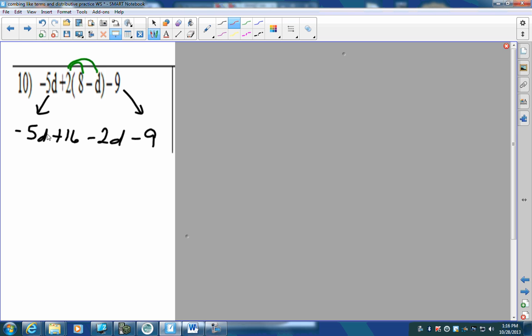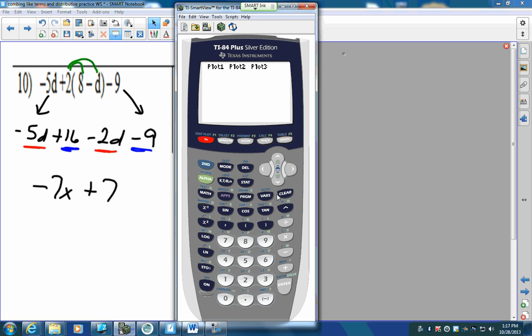Now, I'll put together my x's. Negative 7x, because negative 5 and negative 2. And then 16 minus 9, 7. To check it, we'll just go up there. Let me pull it up. There we go. Y equals.